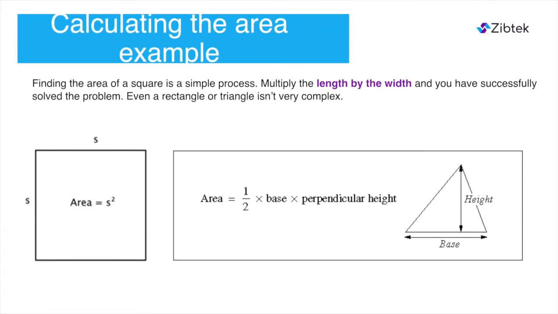In order to approach this topic, we have found it beneficial to use an example that will take you back to math class. Finding the area of a square is a simple process. Multiply the length by the width, and you have successfully solved the problem.